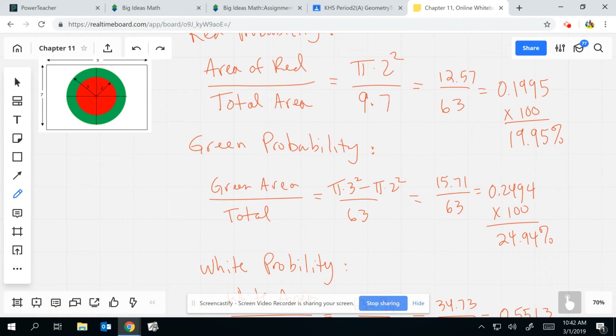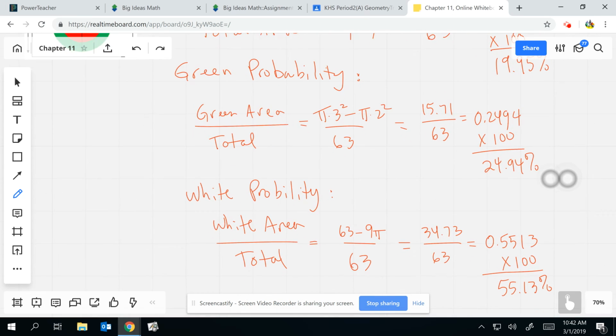So which one should be worth more points? If you're making that a dartboard, which one should be more, the red one or the green one? The red should be more. It's harder to hit the red. You only have a 20% chance. You have a 25% chance of hitting green. They should be close. If you make the red 10 points, then the green should be 8 or 9, because they're pretty close as far as probability goes.